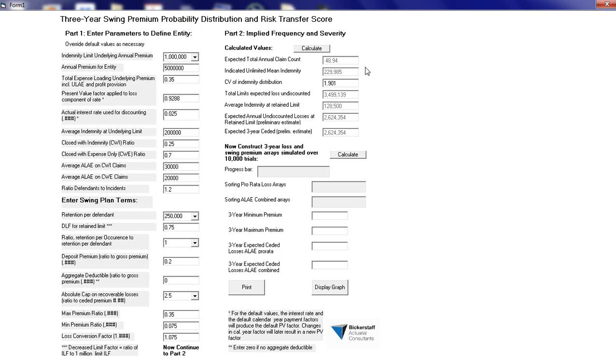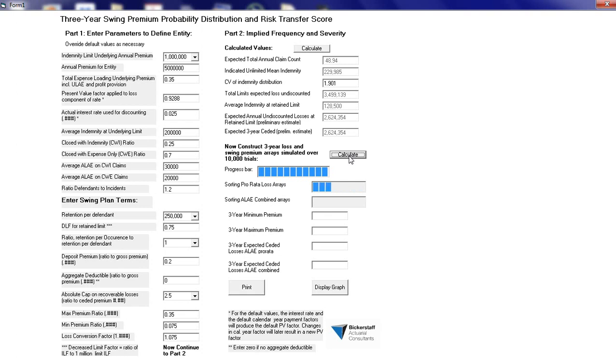What you're looking for at the end of all of this is the distribution, the probability distribution of ceded losses for this entity, and then how well this reinsurance arrangement transfers risk from the ceding carrier to the reinsurer. So I'm going to hit this button right here, and then we're going to run this company's results 10,000 times for a 3-year period. So there we go. And then we're done with that.